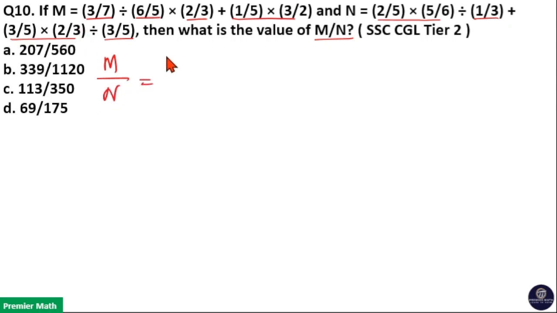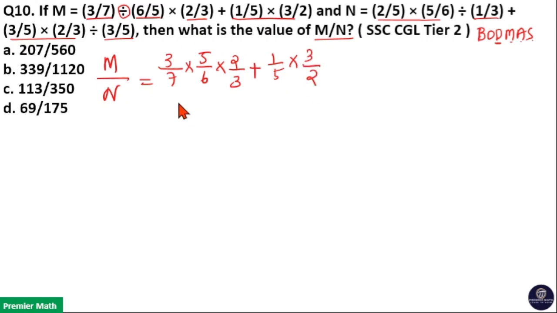m by n is equal to, m is equal to 3/7, here divided by 6/5 becomes into 5/6. Before that, just understand BODMAS is the rule. That is, first we need to solve division, then multiplication, then addition, then subtraction. So here divided by becomes into 5/6, the reverse of 6/5, then into 2/3 plus 1/5 into 3/2.